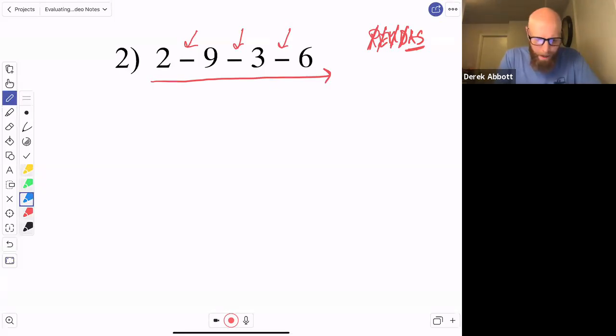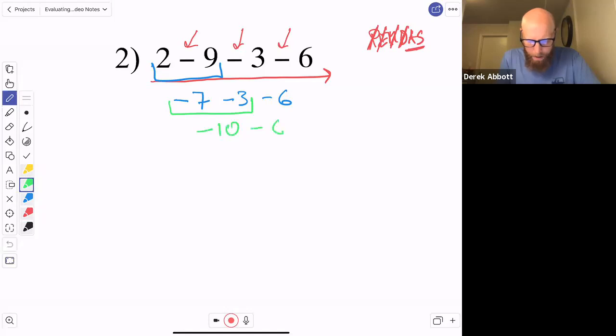I'm going to do it one step at a time. So I'm going to take the first step. 2 minus 9 is -7. And then I'm just going to bring along the -3, -6. So let's do the next group. That's -7 minus 3. That's -10 minus 6.